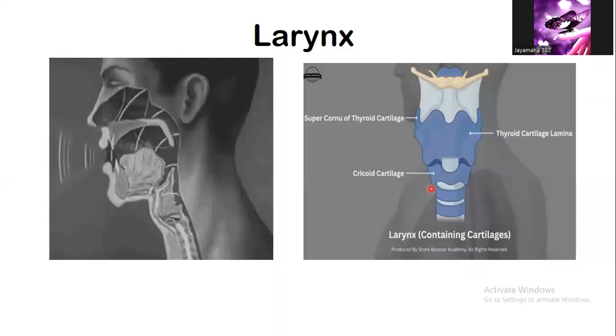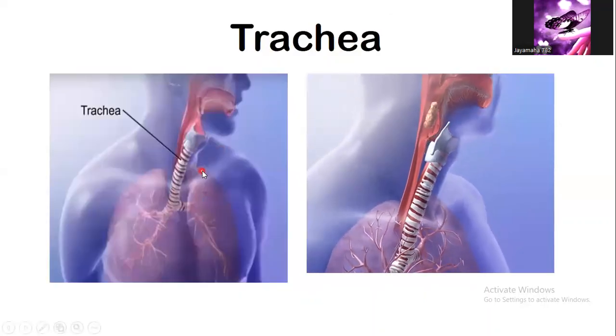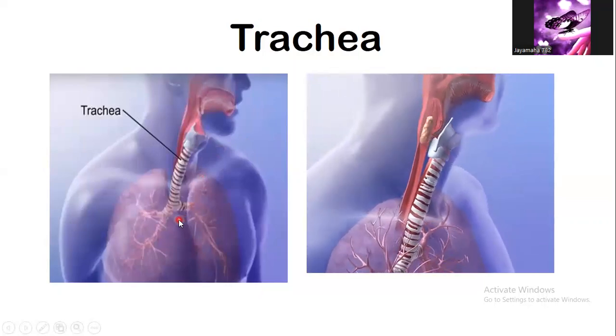So, let's go towards the lower respiratory tract. The lower respiratory tract consists of the windpipe, which means the trachea, and the bronchi, and also the bronchioles and alveoli. Let's go towards the further details regarding the trachea. So here you all can see the trachea. The trachea is called the windpipe.